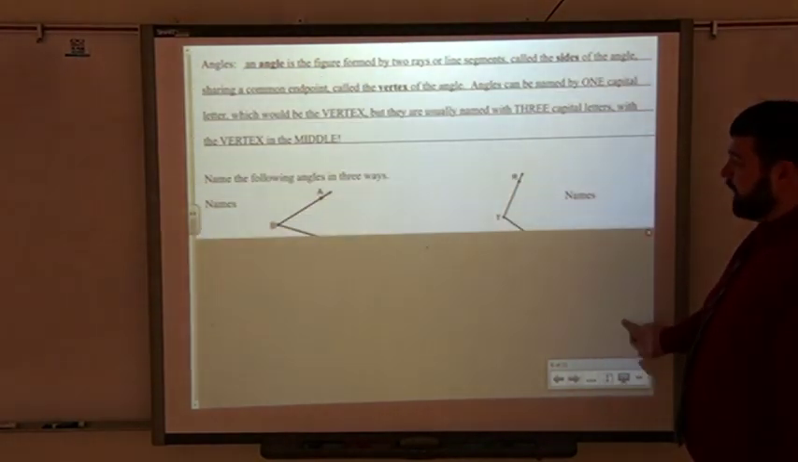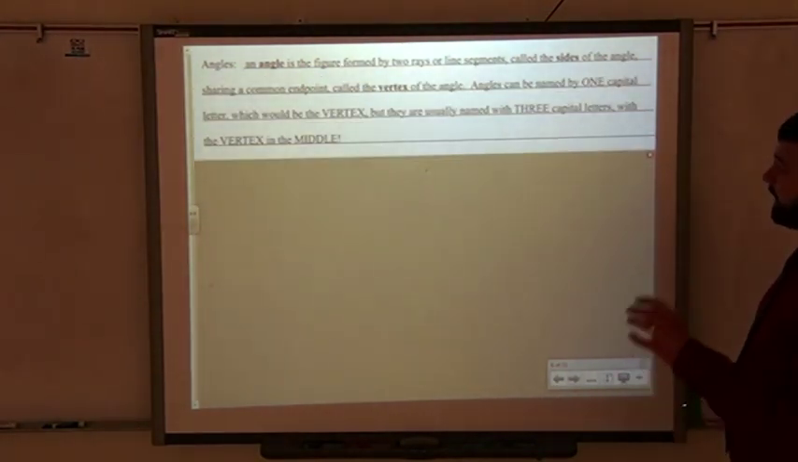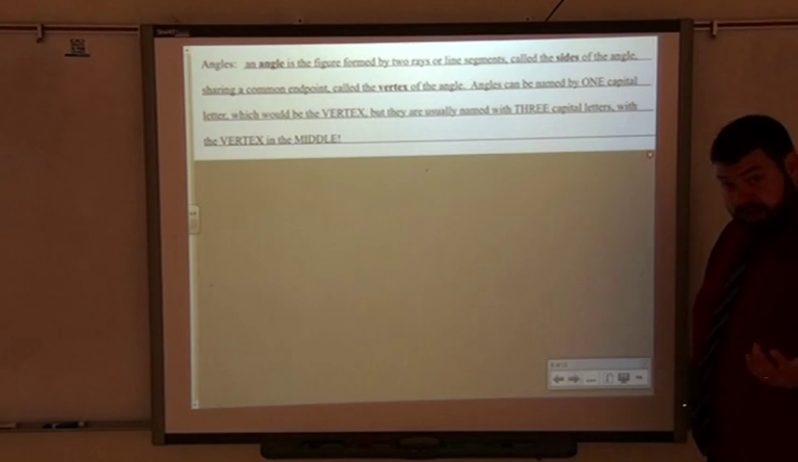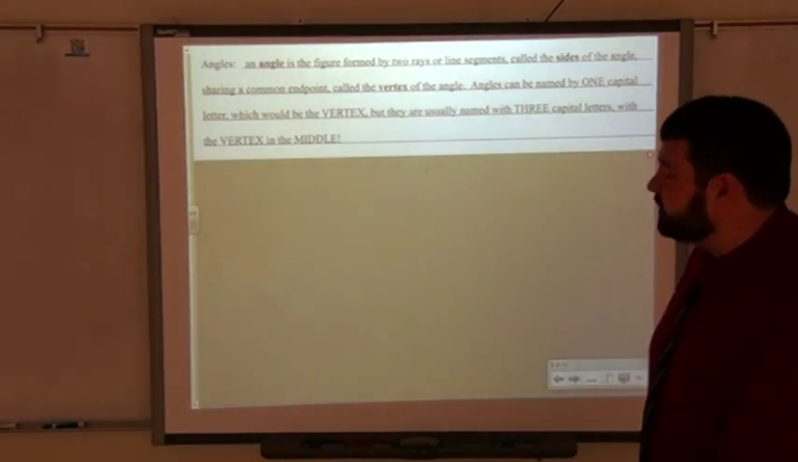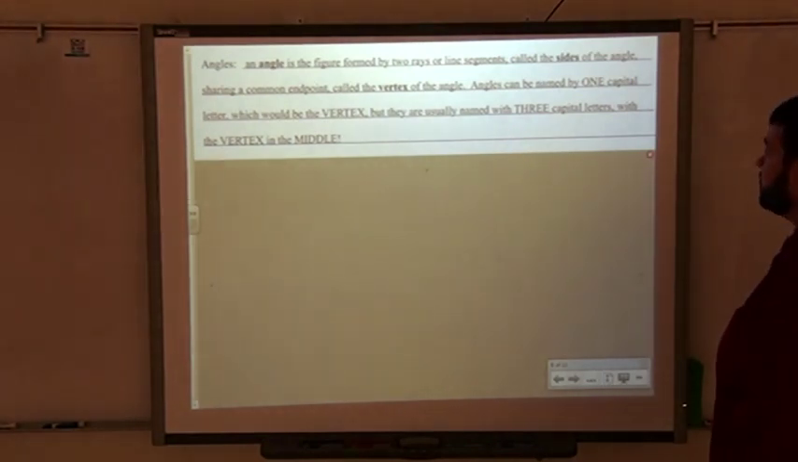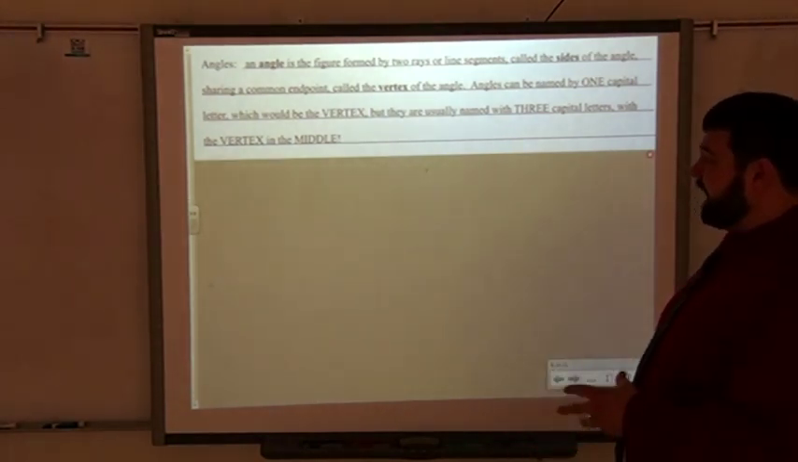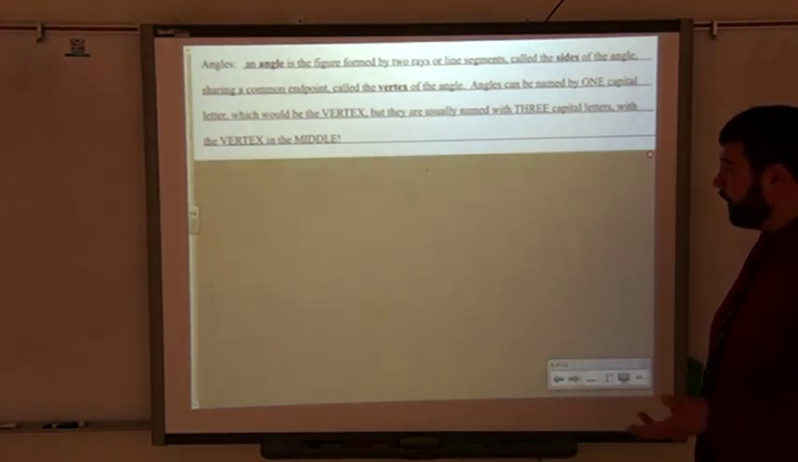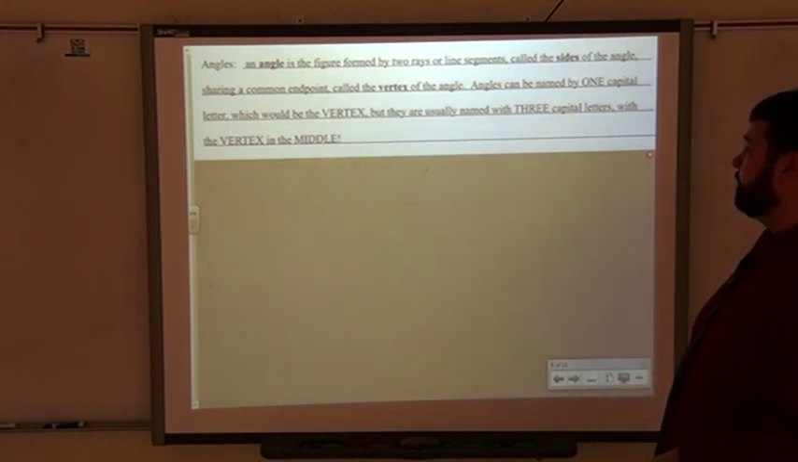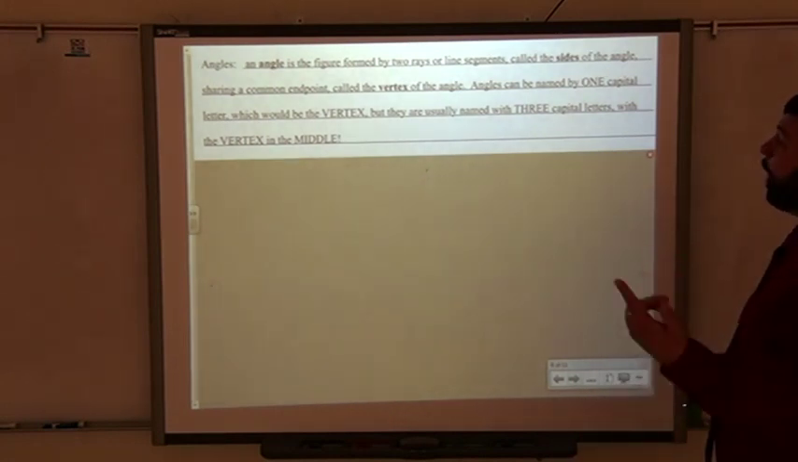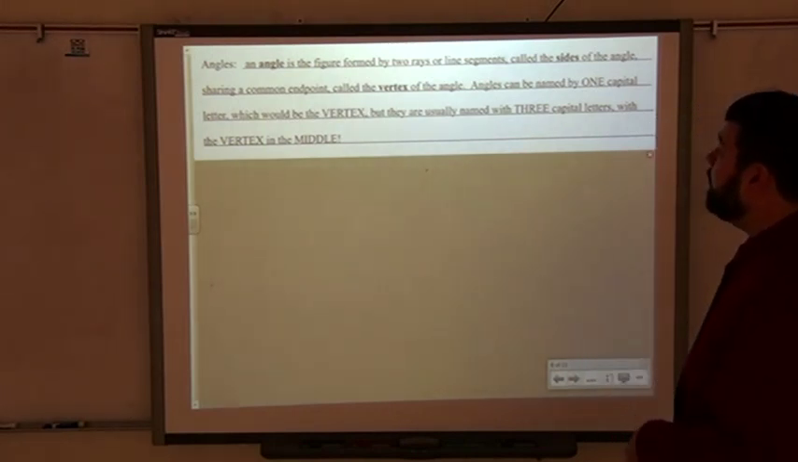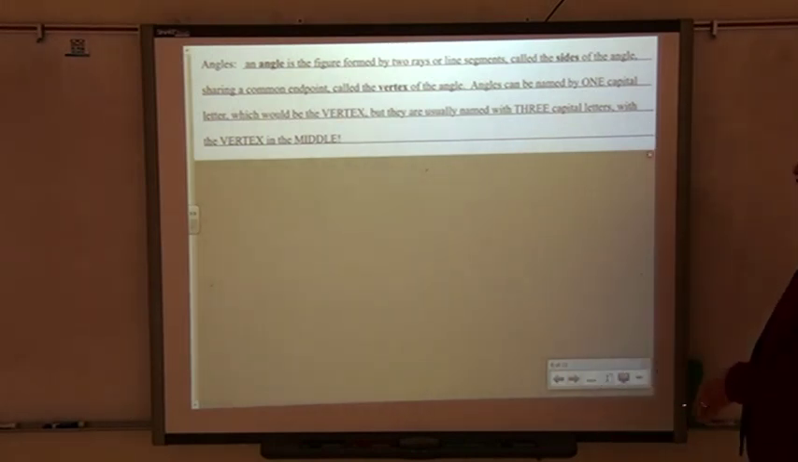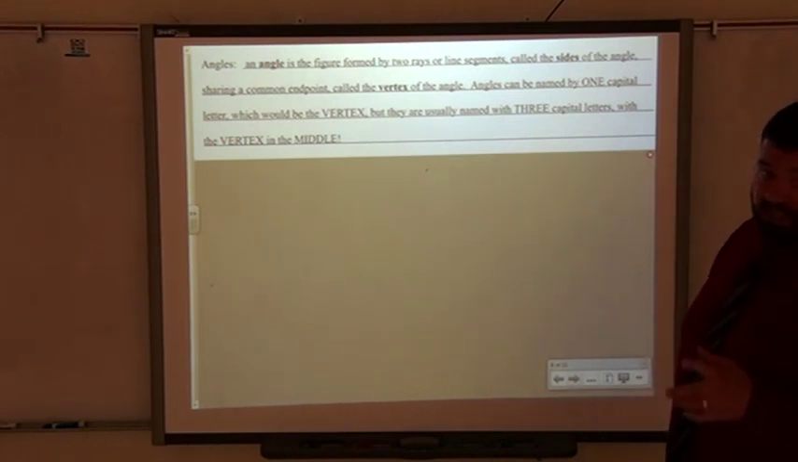Now angles, we'll talk about a little bit more later on, but an angle is the figure formed by two rays or line segments. So that's why I said we use the line segments for when we try to make our polygons later on. They're called the sides of the angle. They share a common endpoint called the vertex of the angle. Angles can be named by one capital letter, which would have to be the vertex, but they're usually named with three capital letters with the vertex in the middle.